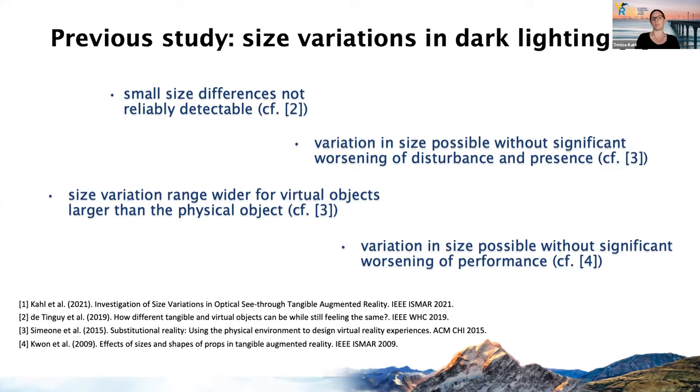With this setup, the results were very similar to those from size variation studies in virtual reality and also video see-through augmented reality. So small size differences were not reliably detectable. A variation in size was possible without significant worsening of disturbance and presence. And the size variation range was wider for virtual objects larger than the physical object. Finally, we found no influence of size variation on performance.